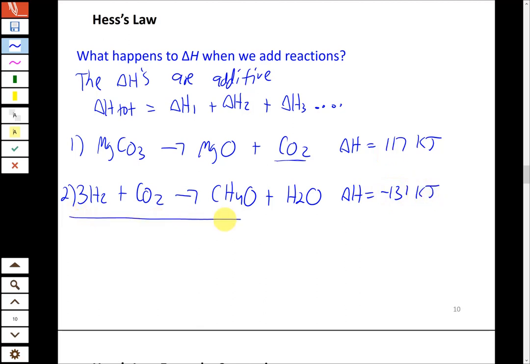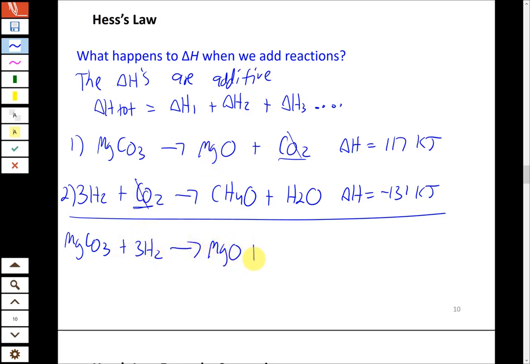So if we add these two equations together, as we learned how to do earlier, CO2 is an intermediate. It's formed in the first reaction and it is consumed in the second, so that's going to cancel out. And so our overall equation is going to be MgCO3, the reactant from the first one, 3H2, the reactant from the second, CO2 cancels out, and then on the right side we have MgO plus methanol and water.